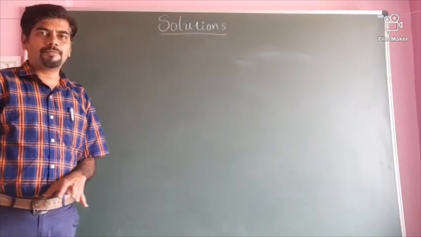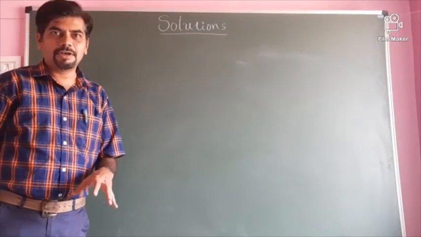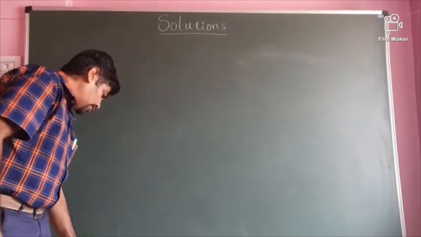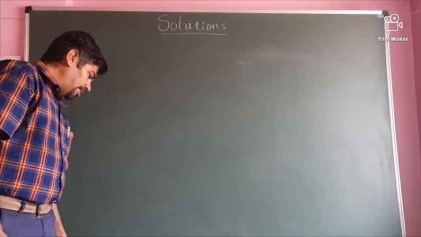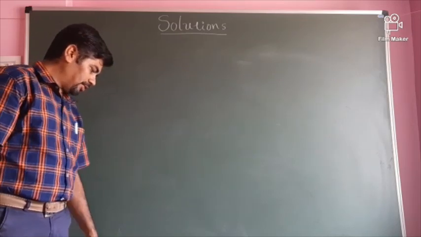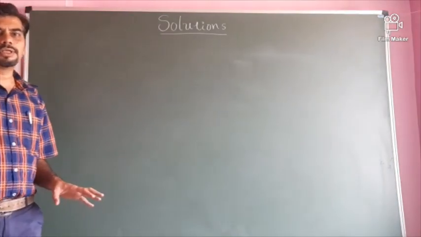Well friends, there is another important and very interesting question that I would like to solve in today's class. The question reads: a solution is obtained by mixing 300 grams of 25% solution and 400 grams of 40% solution by mass. So that is 300 grams of 25% and 400 grams of 40%.